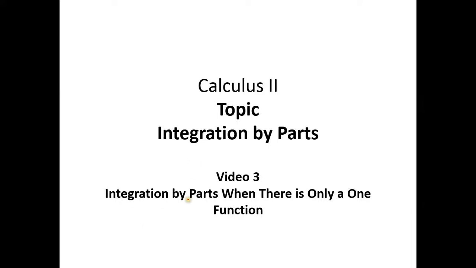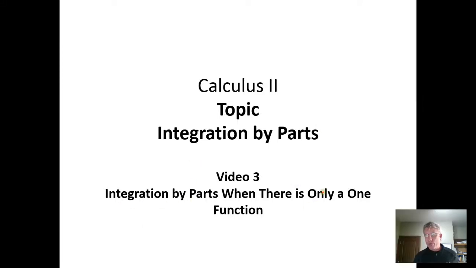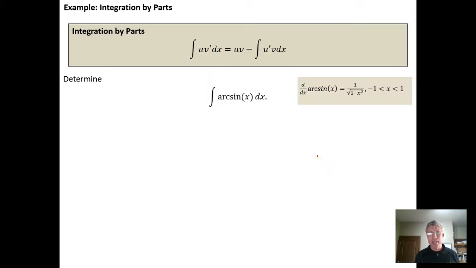So in this video we're going to do integration by parts when there's only a single function inside the integral. And because there's only a single function inside the integral, it looks up front like we can't use integration by parts, which requires a product of two functions. But the way that we can get around this is to recognize that there's one arc sine inside of there, so we can actually rewrite it as 1 times the arc sine of x dx.